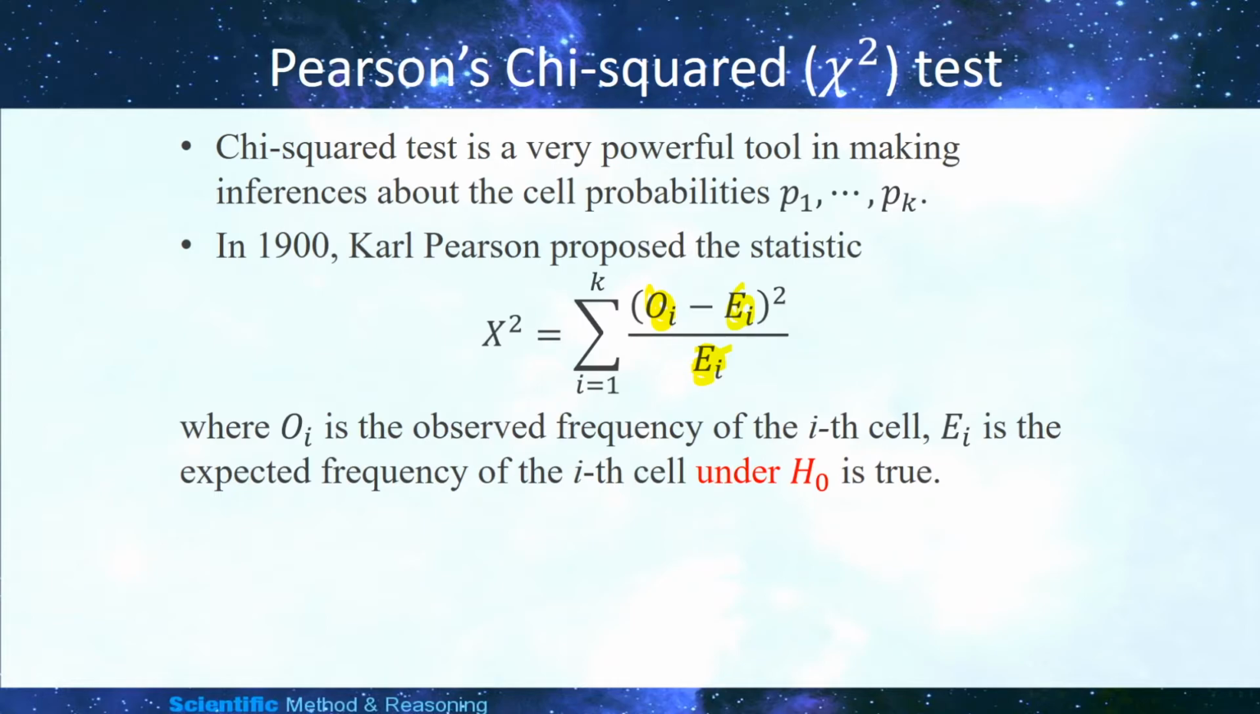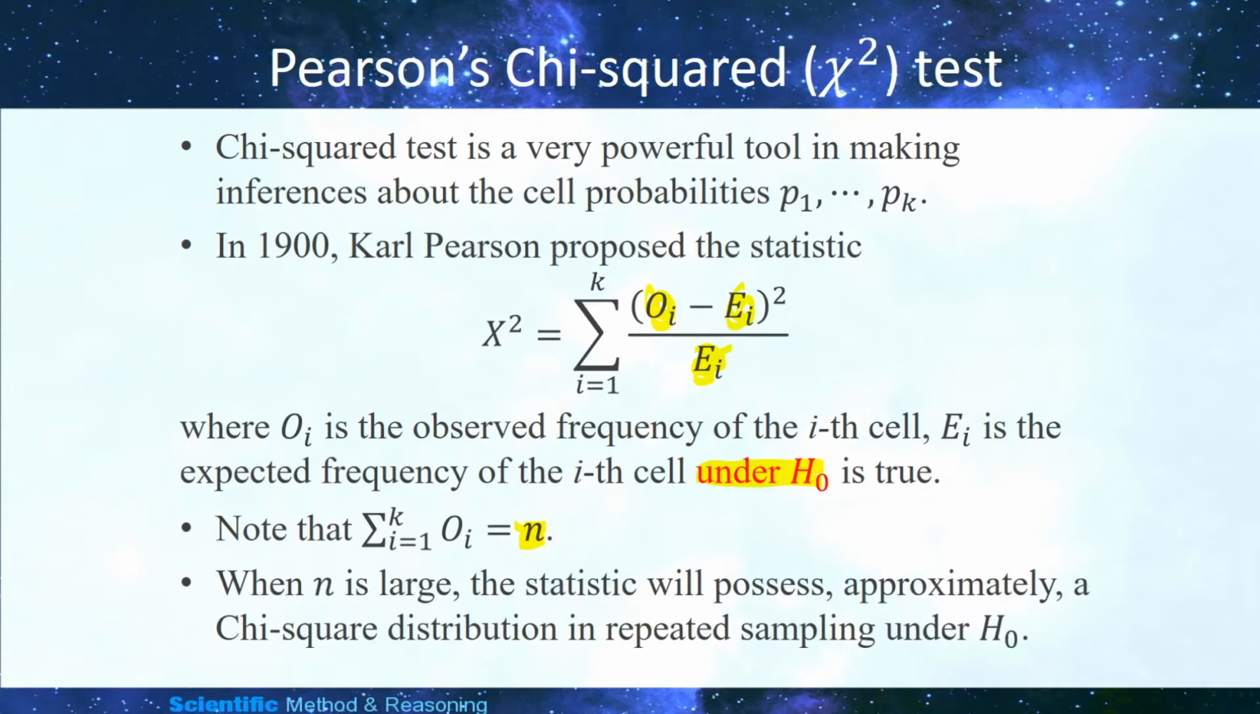And Ei is the expected frequency of the ith cell under the condition that the null hypothesis is true. And notice that the sum over the Oi, i from 1 to k, must be n, the total sample size. And also the sum over the Ei would also equal n. And when n is large, the statistic will possess approximately a chi-square distribution in repeated sampling under the null hypothesis.